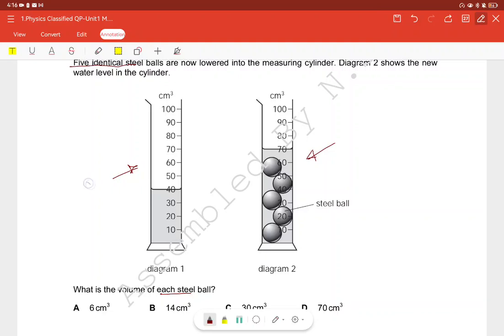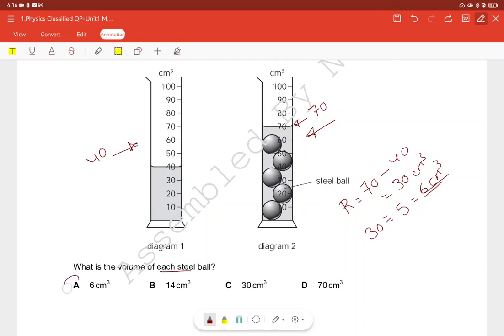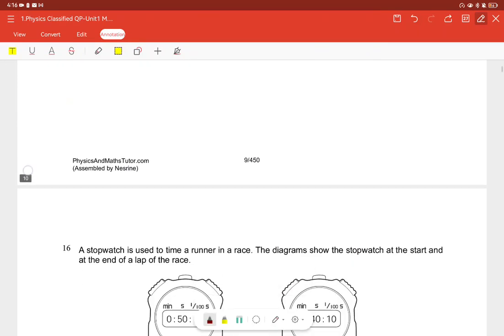Before it was 40, and after it was 70, right? So the actual reading is equal to 70 minus 40. The actual volume for the 5 of them is equal to 70 minus 40, which is equal to 30 centimeter cubed. This is for the 5 of them. If we want the volume of one steel ball, of course we divide 30 by 5, which is equal to 6 centimeter cubed. And this is my answer, number A, 6 centimeter cubed.